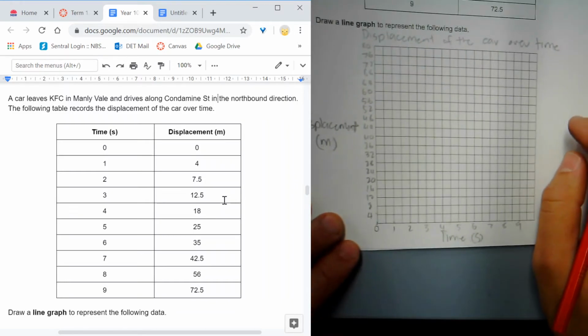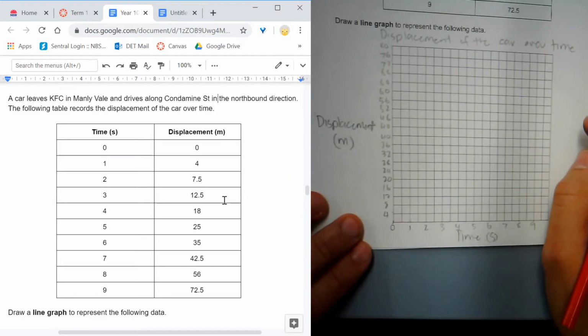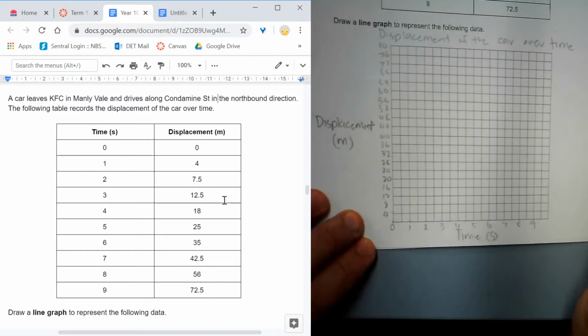The only thing left to do now is to plot the actual points, which we're going to do using crosses. So reading from left to right again, we're going to start with our time, and then we're going to plot the displacement. So I'm going to move my pencil.